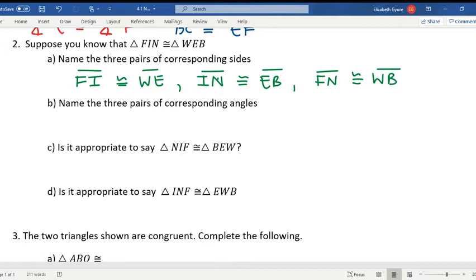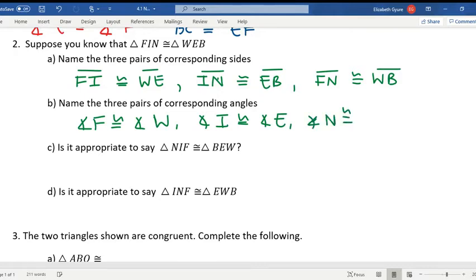Then for corresponding angles, if this is the name of your triangle, then angles F, I, and N, those are all your vertices, right? So just line those up. F would go with W, I would go with E, N would go with B. So angle F is congruent to angle W. Angle I is congruent to angle E. And angle N is congruent to angle B.